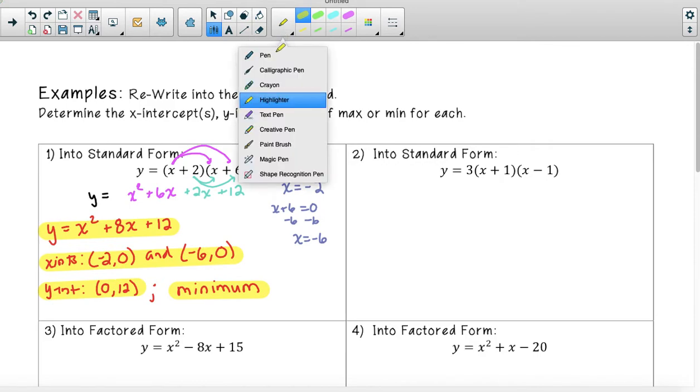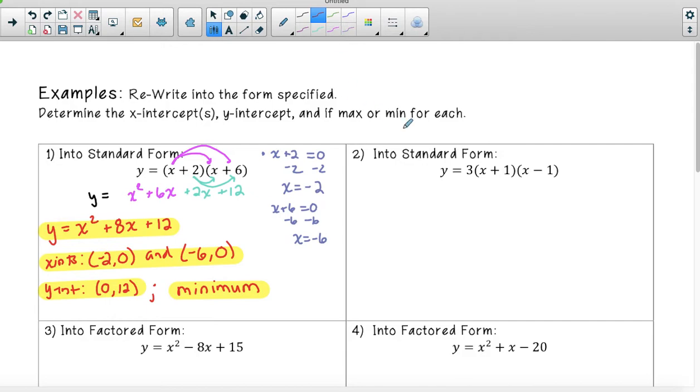So if we look at this next problem, also putting it into standard form, we can go ahead and look to see what our x-intercepts are because it should be in factored form. If we want to put it into standard form, it should be in factored form right now. So that means that our x-intercepts come from our two linear factors, x plus 1 equals 0. So x will equal negative 1 because we subtract 1. And it comes from the other linear factor of x minus 1 equals 0. So we'll have x is equal to a positive 1 because we add 1 to both sides.